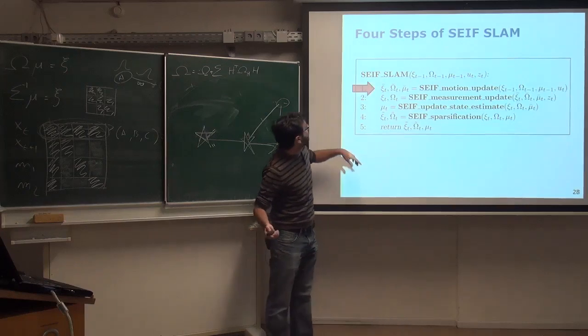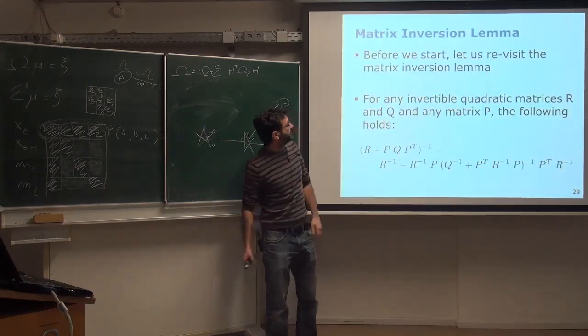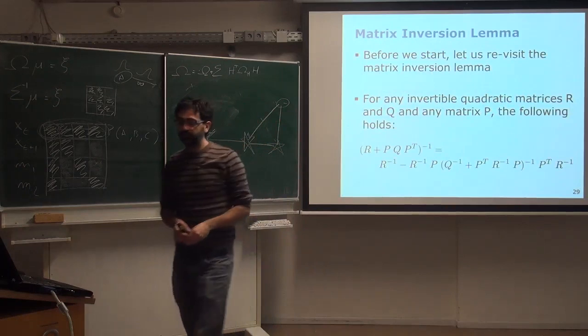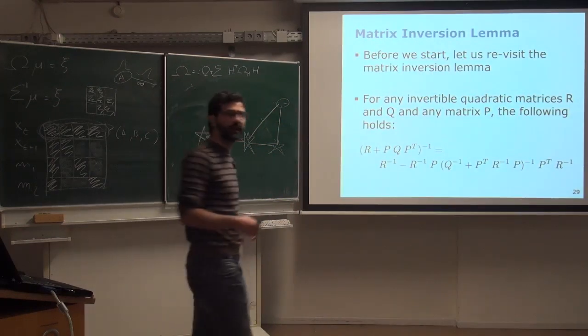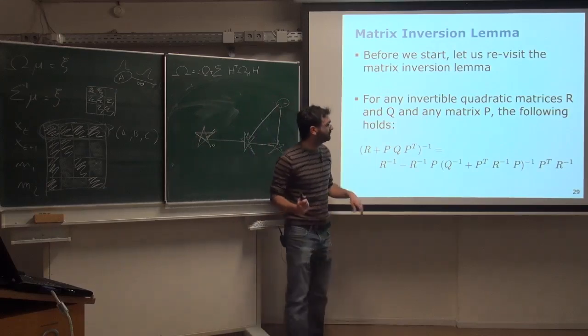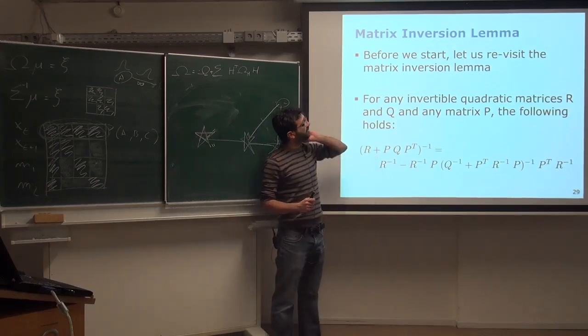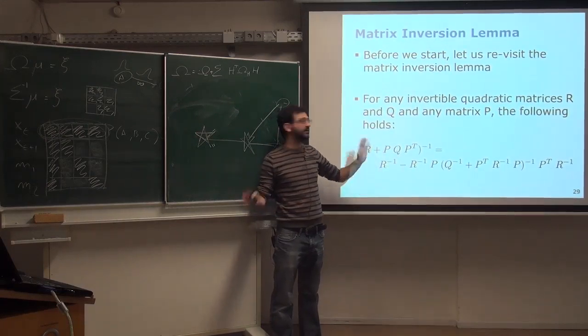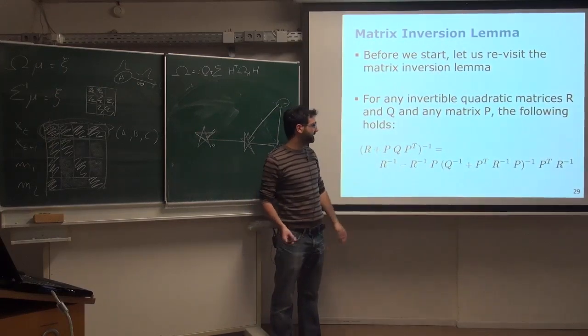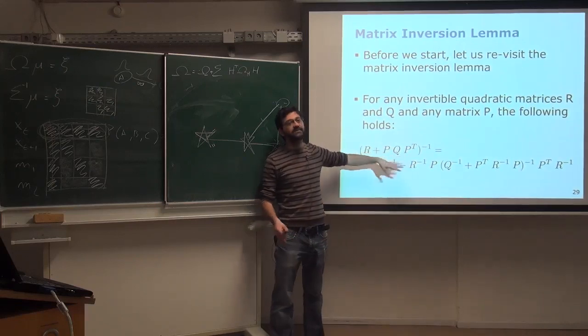Let's see how we do the motion update. So we need to use one trick, which is something that we should have seen already for the Kalman filter, but if not, we'll just see it again. This is the matrix inversion lemma, or Woodbury inversion lemma. There's a lot of names for this, but they all mean the same.